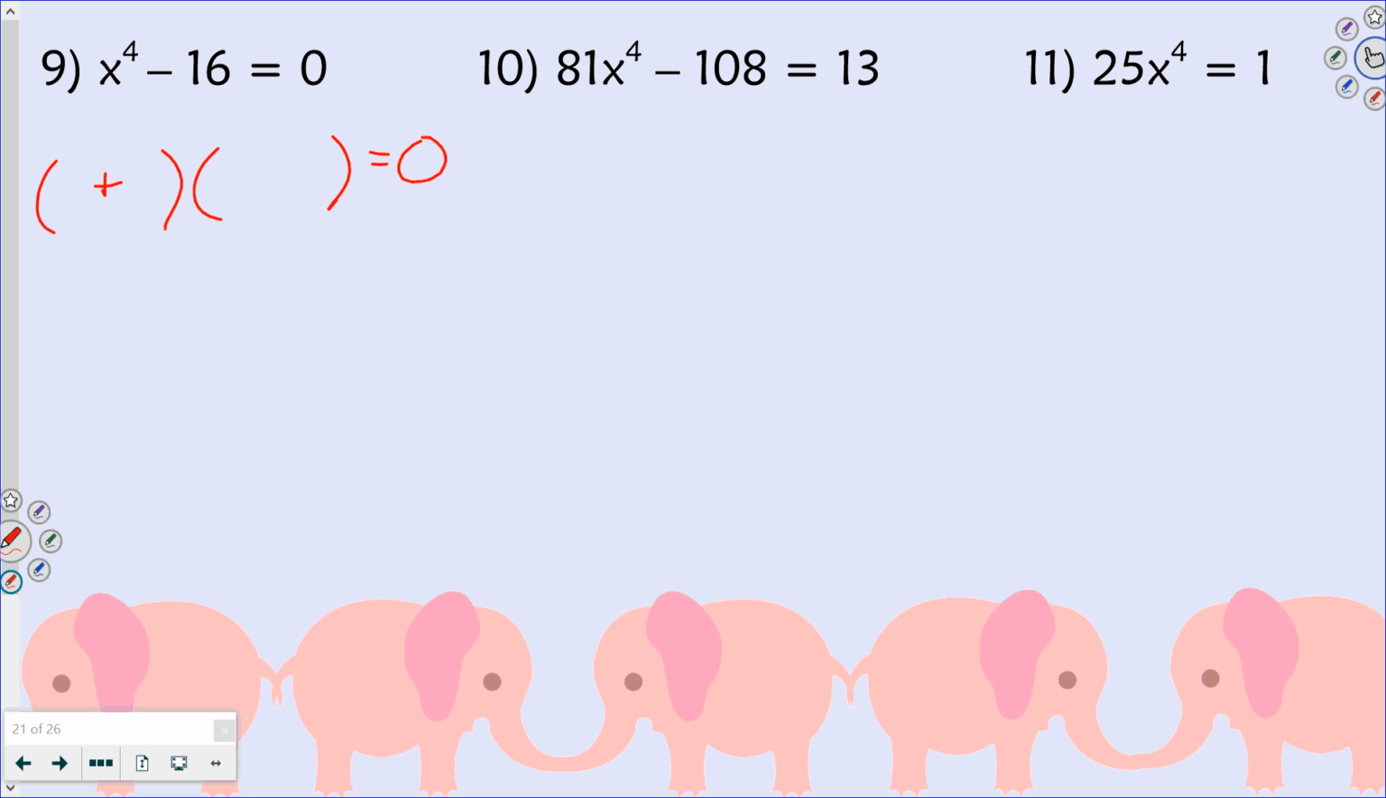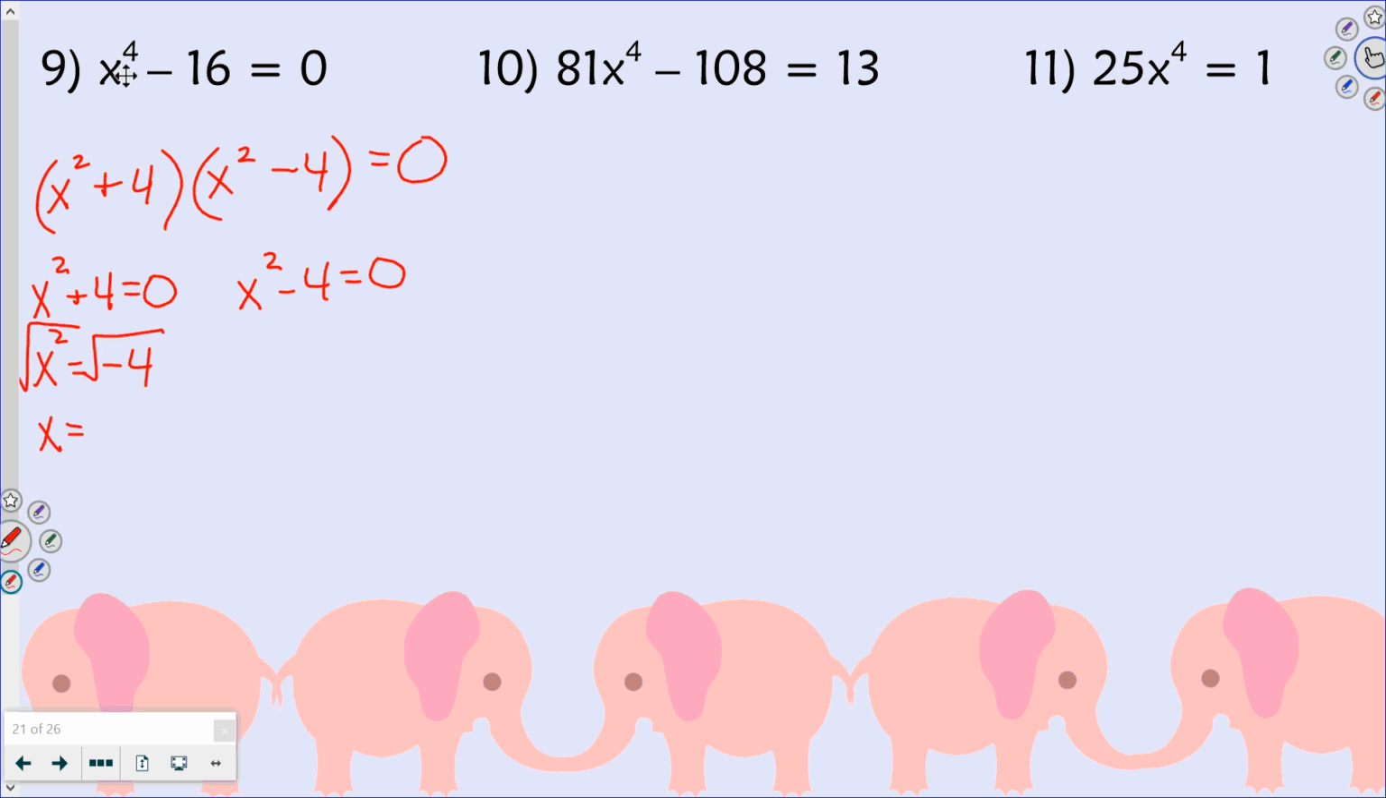So 1's plus, 1's minus. x to the 4th will become x squared. And 16 will become 4. Technically, I could keep factoring, but I'm just going to go ahead and solve once I get to that point. Set each one equal to 0. And solve. So subtract the 4. Square root.